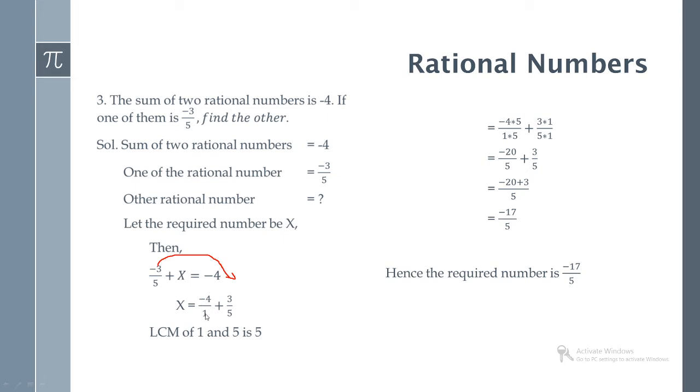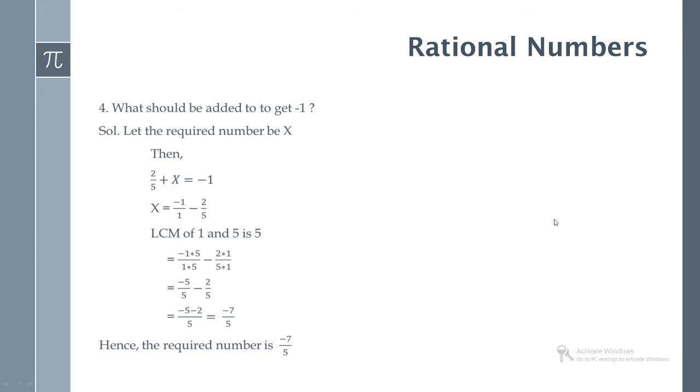In the 1 table, how many times will 5 go? 5 times, so 5 into 5. In the 5 table, how many times will 5 go? 5 into 1, into 1. So minus 4 into 5 is minus 20 by 5, plus 3 into 1 is 3, by 5 into 1 is 5. Now the denominator values are the same. Minus 20 plus 3 is minus 17 by 5. Hence the required number is minus 17 by 5.